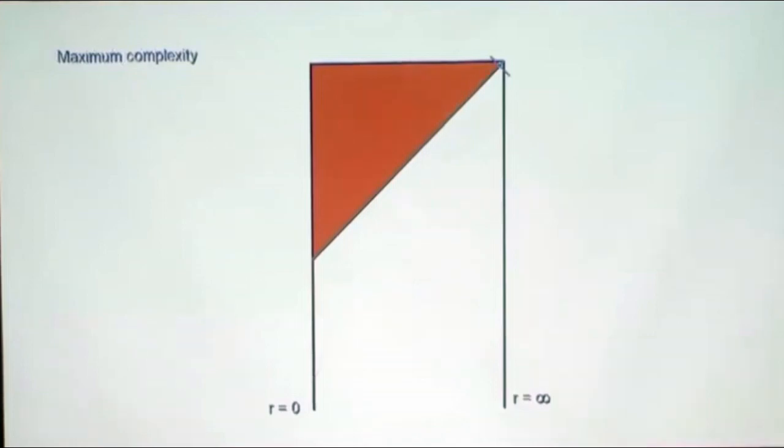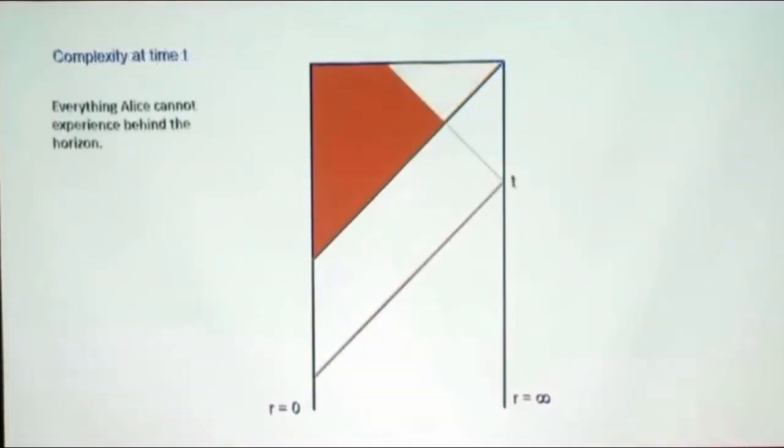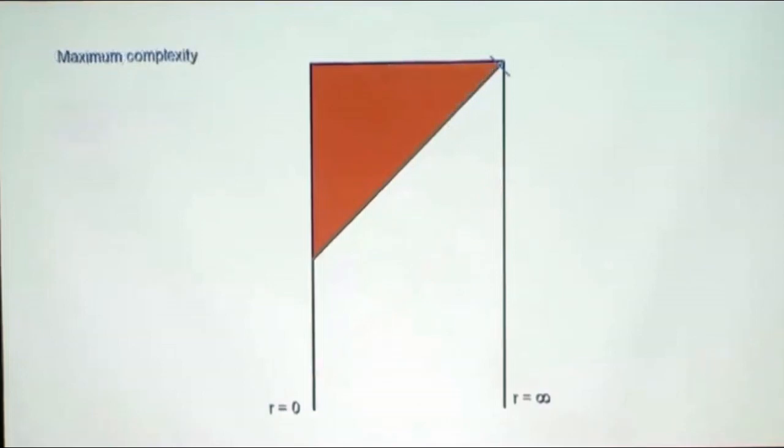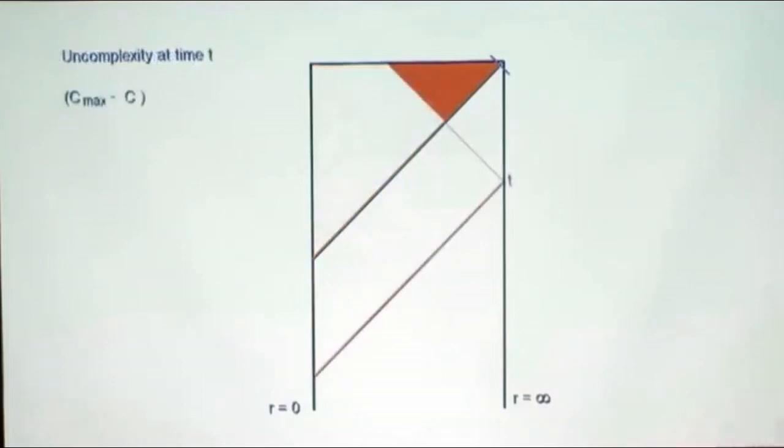On the other hand, the maximal possible complexity is the volume of the whole thing. Now, I've put a cutoff here. That cutoff is supposed to represent what happens when the complexity gets exponentially big. It can't grow bigger than exponentially big, so I put a cutoff there to represent that. And then the maximal complexity would be the volume of this. So let me go back. This is the complexity. This is the maximal complexity. The difference between them is the uncomplexity. And that's this region here.